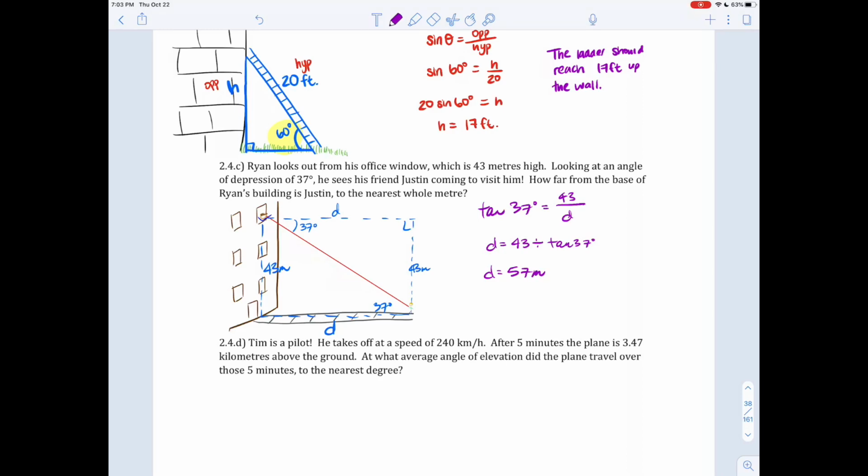And a wordy word answer, where I say Justin's about 57 meters from the base of Ryan's building.